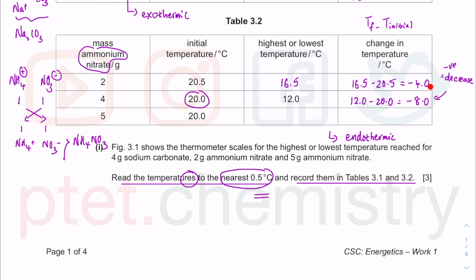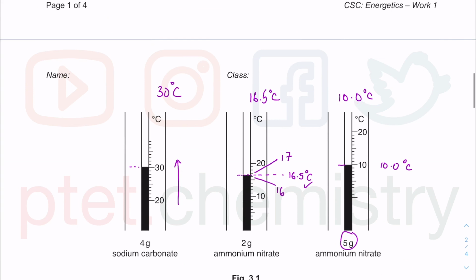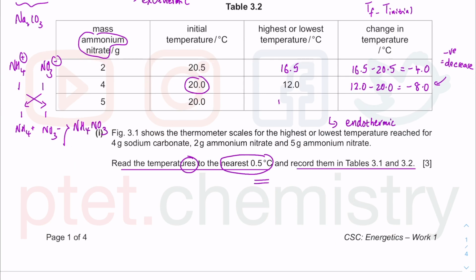But of course, they are not to the 0.5, they are just 1 decimal place, consistent with the rest of the data. For 5 gram of ammonium nitrate, I have 10.0 degrees Celsius, so I just put in 10.0 there. So 10.0 minus 20.0, I get minus 10 on my calculator. Again, by this stage, you should know that temperature is to 1 decimal place, okay?